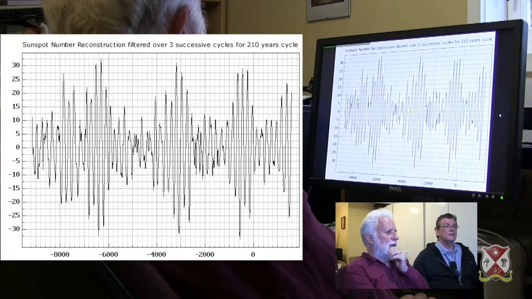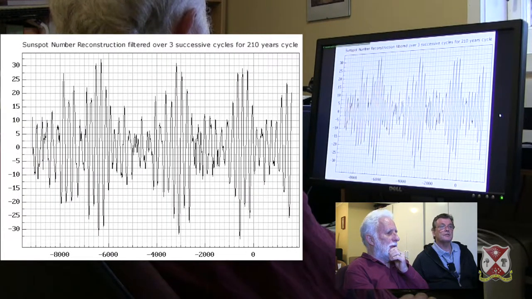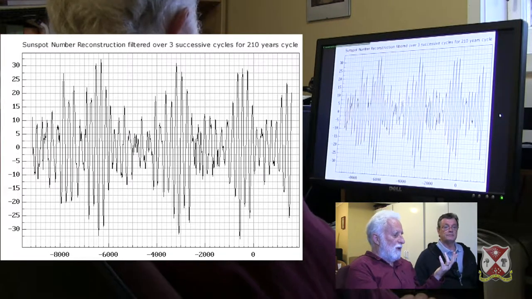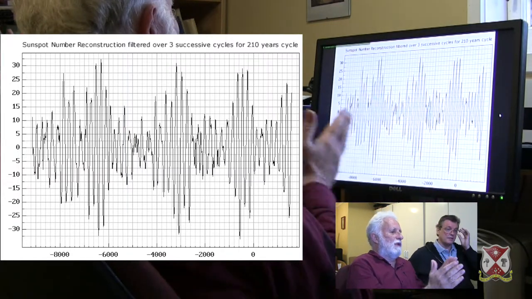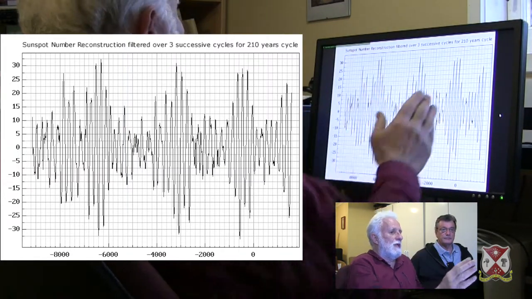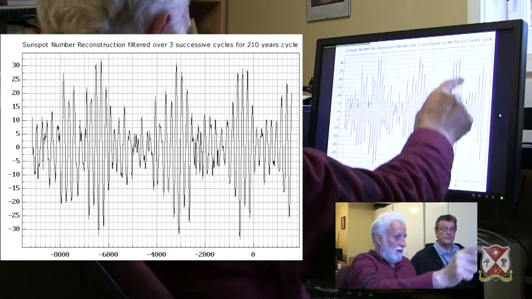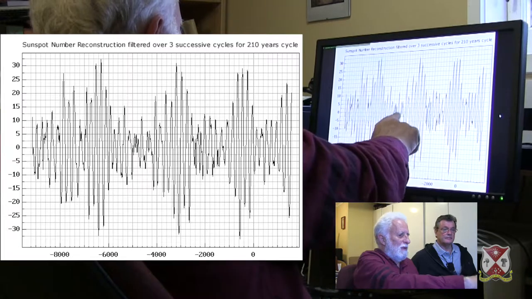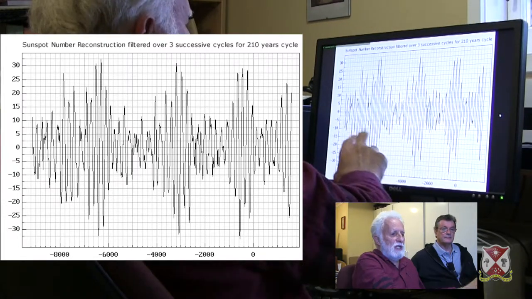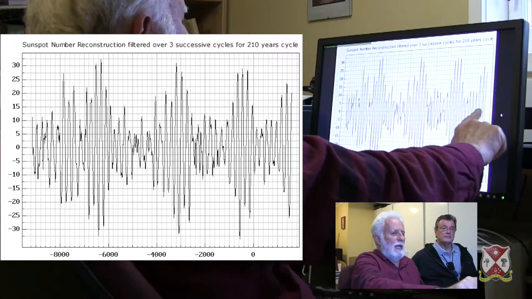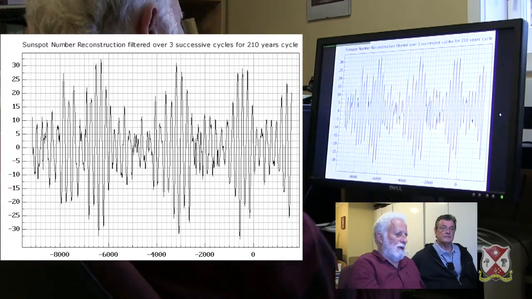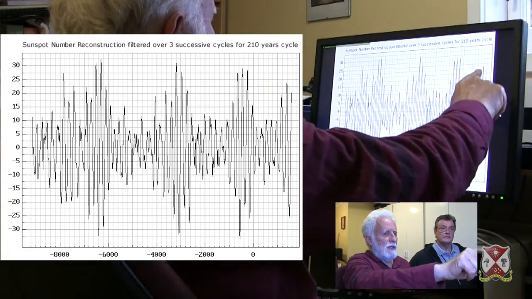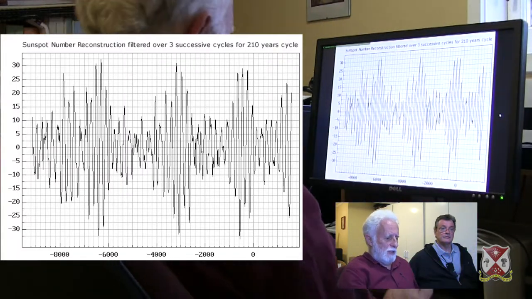This one means the sunspot number reconstruction filtered over three successive cycles for 210 years. I had the other one, I called it 208. It's the same thing because we're only filtering for three cycles, so it makes very little difference. But again, you can see it's present most of the time, with a couple of periods where it goes a little bit off, but it's been present for some time as a two cycle in that range. And again, 1500 it's low, 1600 high, 17, 18, 19, 2000.